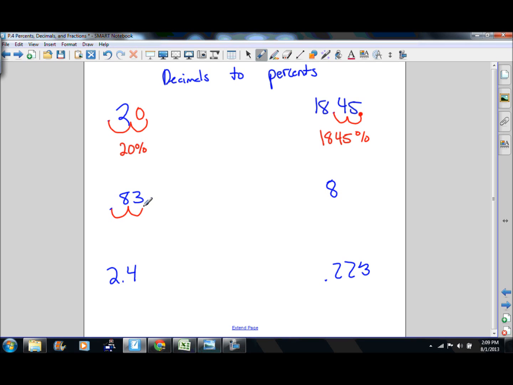0.83 would be turned into 83%. 8 would be turned into, there'd be two zeros here, 800%. 2.4 would turn into 240%. And 0.223 would turn into 22.3%. Now, if you have a decimal inside of a percent, that's fine as long as the numbers match up.